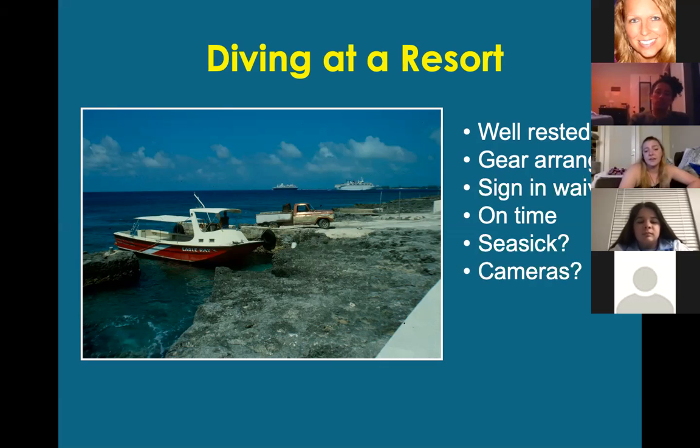Are you taking cameras? A lot of dive boats have one bucket for mask and one bucket for cameras. And you want to make sure that you're very careful and you put your mask in the correct bucket, because the people who have cameras will be very upset with you if you put your mask in that bucket. I'm one of those people. I always have a camera. Please don't do that. Make sure you read the bucket before you just throw something into it.